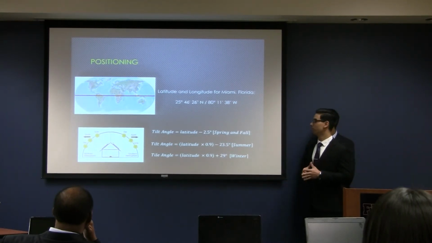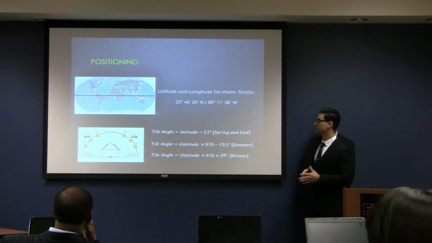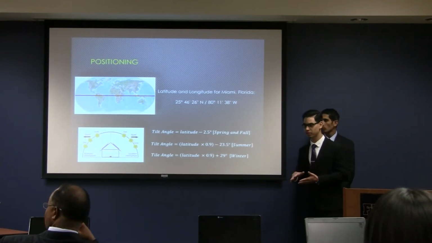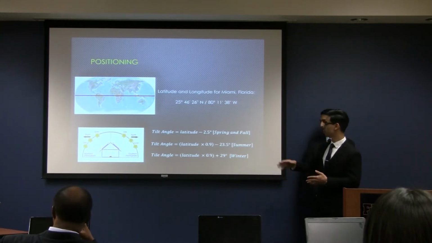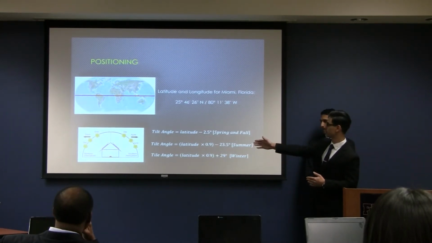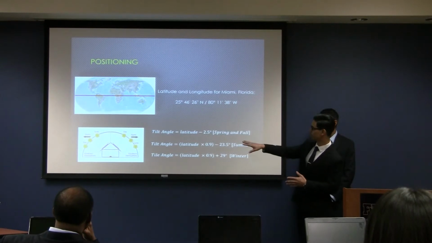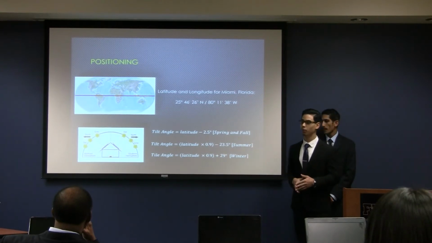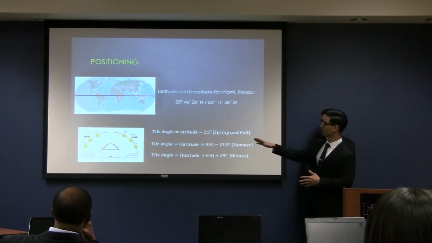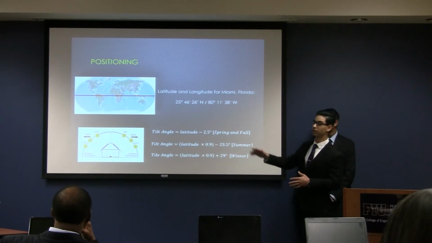And this angle is known as a tilt angle. The tilt angle can be calculated for various seasons throughout the year, as seen here by these equations. If we take a look at the bottom left picture right here, we can see that for the northern hemisphere, the sun is the highest in the sky during the summer months and lowest in the sky during the winter months. So the angle for the winter months will be a lot greater than, for instance, those in the summer months.